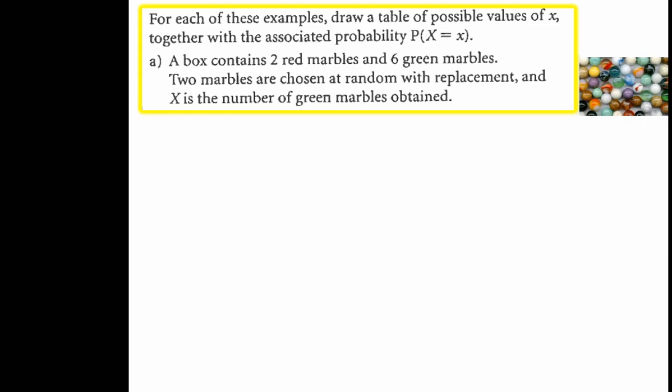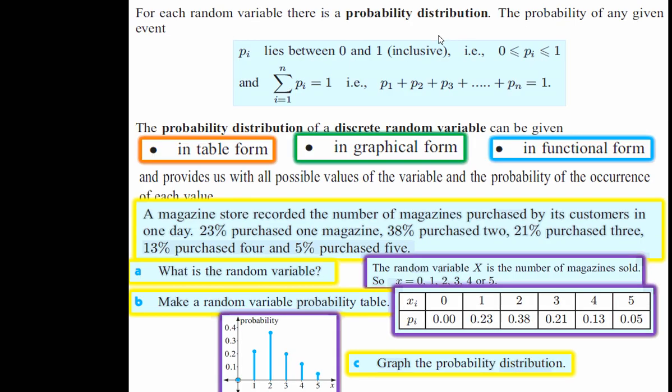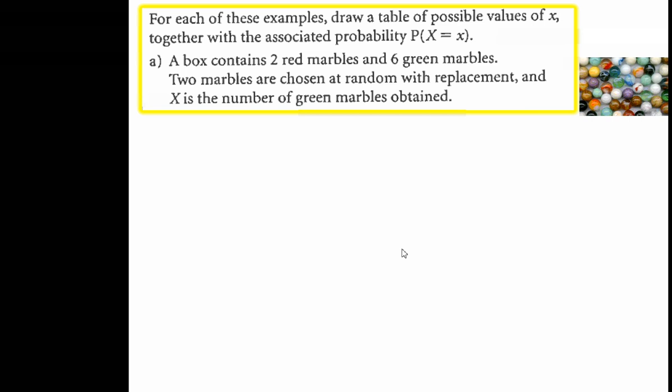Next question along. For each of these examples, draw a table of possible values of x together with the associated probability. So basically we're going to make a table similar to what we did here. And here's the example this time. A box contains 2 red marbles and 6 green marbles. 2 marbles are chosen at random with replacement. So after you pick out the first marble, you replace it before you pick out the next marble. And x is the number of green marbles obtained.